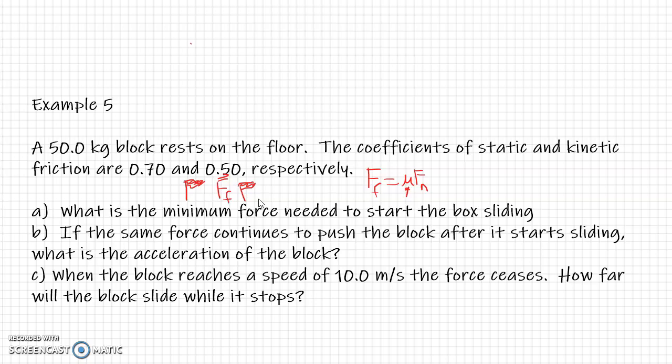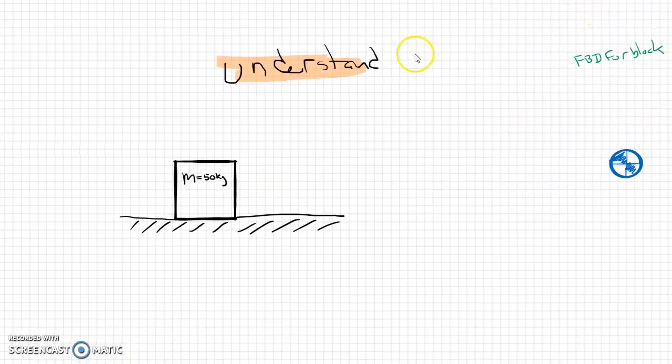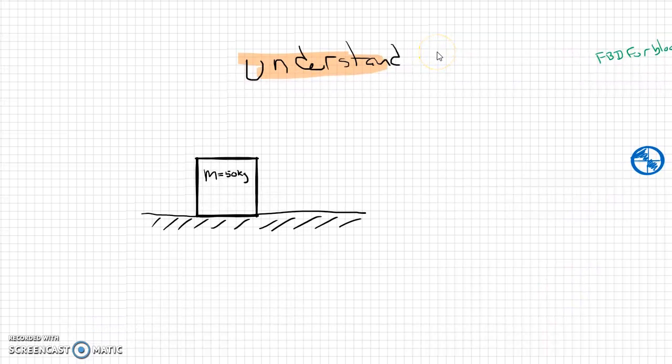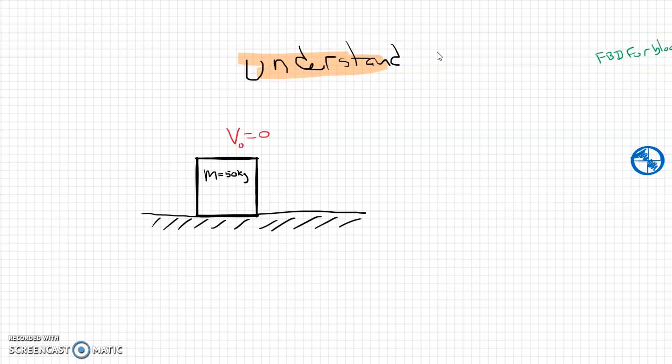of friction. So what we're asked to do here is, what is the minimum force needed to start the box sliding? So basically what that's telling me is that if it's going to start sliding, my initial velocity must be 0. Okay, so it's originally starting at 0 meters per second.